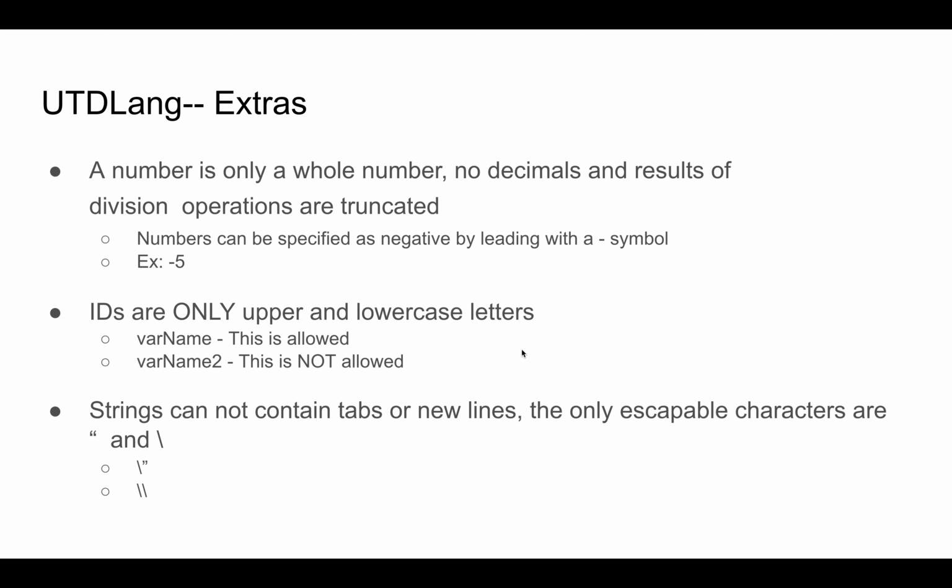in IDs. And the last one is that strings cannot contain tabs or new lines, and the only escapable characters are the double quote and the backslash, which are denoted as backslash double quote, and backslash backslash. So the first backslash is used for escaping the next character.